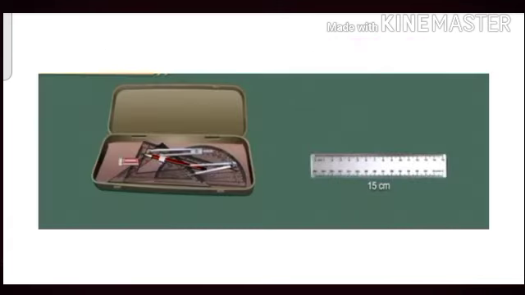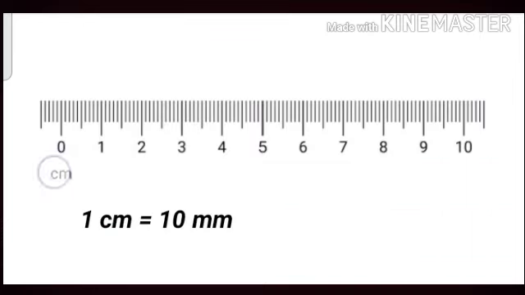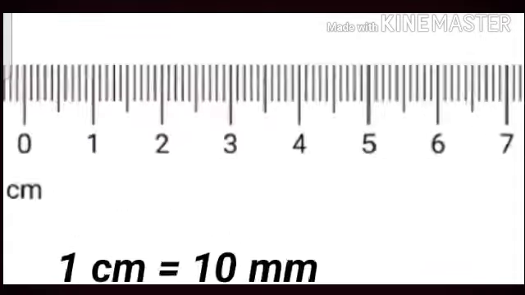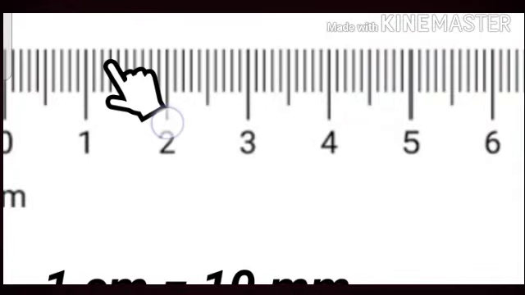Dear children, do you have your geometry box? Yes, you have a scale. Take your scale, keep it with you. Just observe this. Here very small lines are given, and 0, 1, 2, 3. These measurements are given, isn't it? The small distance from one line to another line, that is called a millimeter. This small distance between two lines is a millimeter.